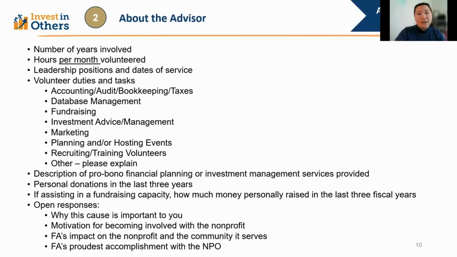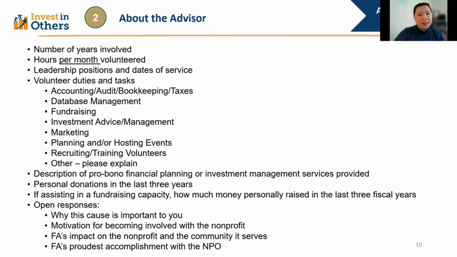We also ask for personal donations in the last 3 years. We understand that you may not want to disclose this information and you're not being solely evaluated on how much you gave. It's really just looking at whether or not you are personally invested in the work of the nonprofit. And if you're not comfortable disclosing an exact amount, go ahead and put the number 1, and add a note in the open response box below.